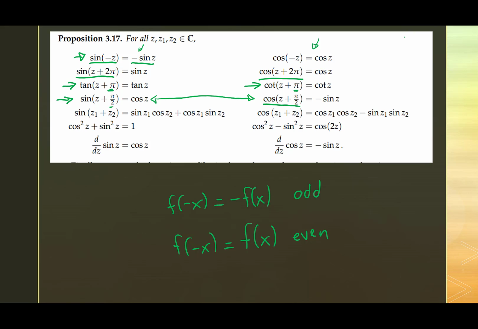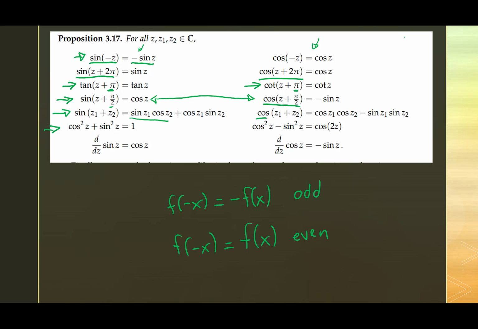Okay. The next property, again, if you're good with your trig, shouldn't be too surprising. We have some addition formulas for sine and cosine. So sine of z1 plus z2 is equal to sine of z1 cosine of z2 plus, sort of the flip, cosine of z1 sine of z2. And then cosine of z1 plus z2 is equal to cosine of z1 cosine of z2 minus sine of z1 sine of z2. Okay.